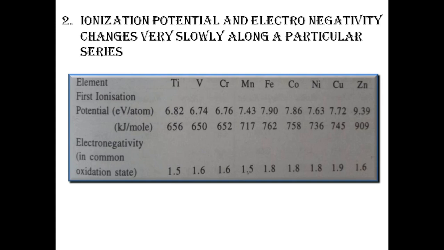Now check the change of ionization potential and electronegativity. That is also because of the increase of effective nuclear charge, but the size is not increasing too much. In this case, from titanium to copper, you will find an increase of ionization potential of the electron, as well as an increase of electronegativity, which has been shown here. You can go through the values.